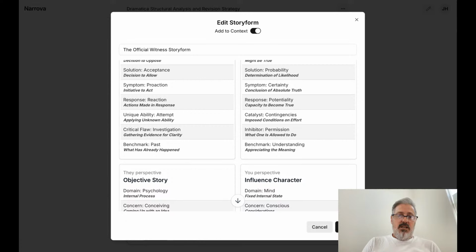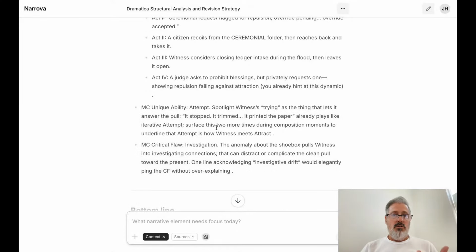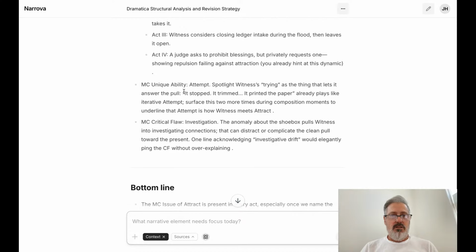witness's unique ability is to attempt, so applying unknown ability, and then the critical flaw is investigation versus gathering evidence for clarity. So, what Narova did is it went through and said, all right, based on everything we have here, witness's unique ability of attempt could be spotlight witness trying as the thing that led its answers. So it's always trying to do things, and you would set that up in the first act so that by the end, they're always willing to try something new. It stopped, it trimmed, it printed the paper, already plays like iterative attempt. Surface this two more times during composition moments to underline that attempt is how witness meets attract.